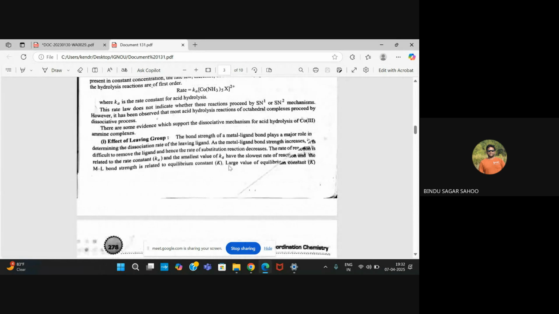That means in the initial step there is removal of the chlorine ligand, so it depends upon the cobalt chlorine bond strength. If the cobalt chlorine bond strength is more, then the process will be slower. If the bond between cobalt and chlorine is weaker, the reaction will be faster. So hydrolysis depends upon the bond strength between metal and ligand, or the metal and the leaving group. The metal ligand bond strength is defined by a thermodynamic parameter called the equilibrium constant, capital K.